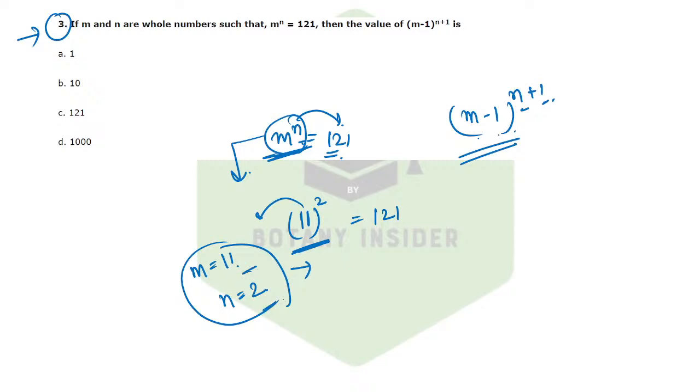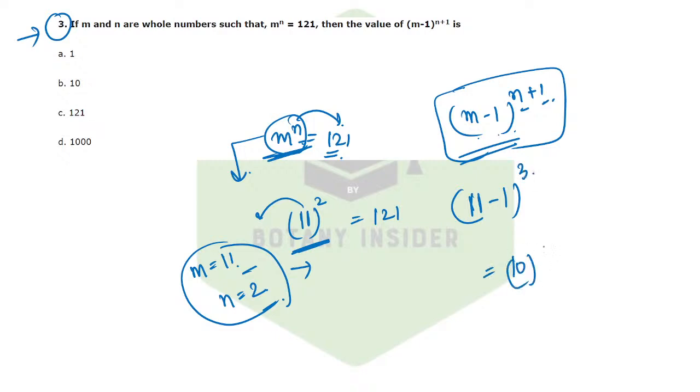So put this value of m and n into this particular expression now. M is 11, minus 1 to the power n plus 1. N's value is 2, so 2 plus 1 is 3. So 10 to the power 3, which is equal to 1000. So D is the correct answer for this particular question.